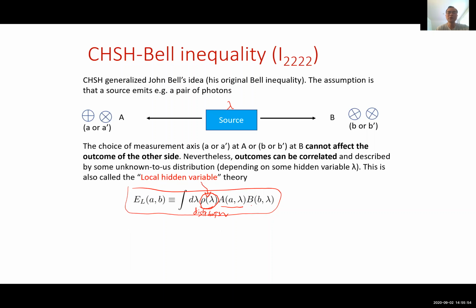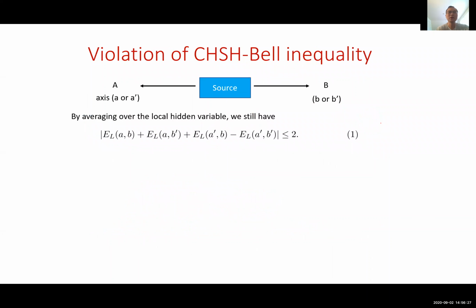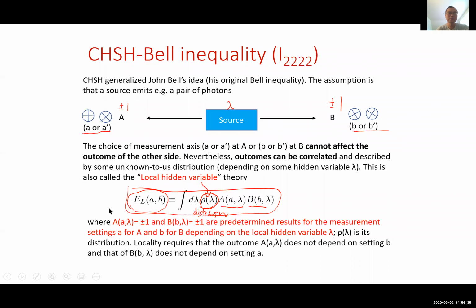Capital A and capital B denote the observable or the measurement value you will get. So these will be plus or minus 1. It's random, but somehow this expectation value, this correlation, if you have two different choices of axes, A or A prime, B or B prime, the previous inequality gives rise to this combination being less than 2.